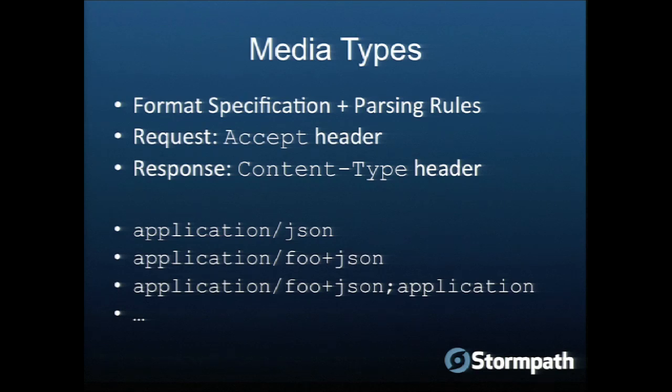You can further restrict via parameters after a semicolon. So for example, foo+JSON semicolon application is an additional restriction on what type of the foo JSON document it is. You can do name value pairs via ampersand, similar to query parameters. So you get a lot of flexibility in being able to actually specify exactly the type of content that's going to come back from the server.